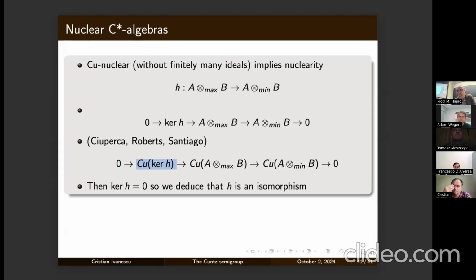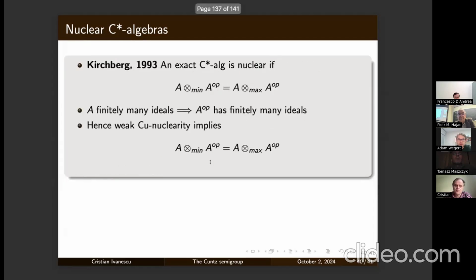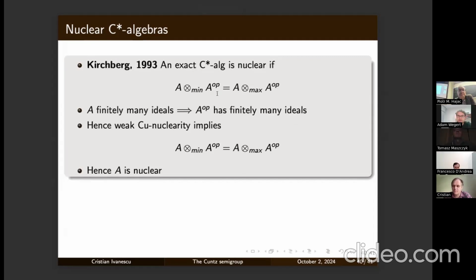I have a quick question about this previous slide, about this result of Kirchberg. Is this if or if and only if? Well, if it's nuclear, then obviously the min and max tensor products agree, so it's if and only if, yes. The important part is that if you have something like this, do you get nuclearity? Nuclearity implies that, yes. Okay, thank you.